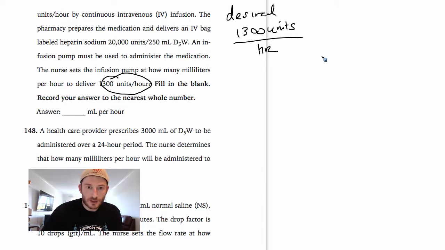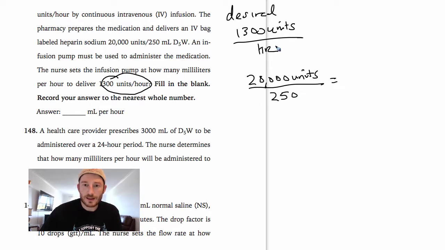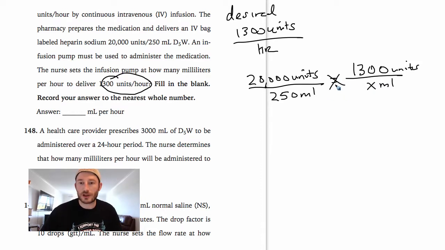So I'll do it the old school math way, or the high school math way, where you could just say, well, if we've got 20,000 units per 250, I want to know how many mLs is 1,300 in that bag. So 1,300 is a lot less. So this is units per mL, and this is units per, we don't know, so we call it X. You can cross multiply, right? So we can just use our calculator.